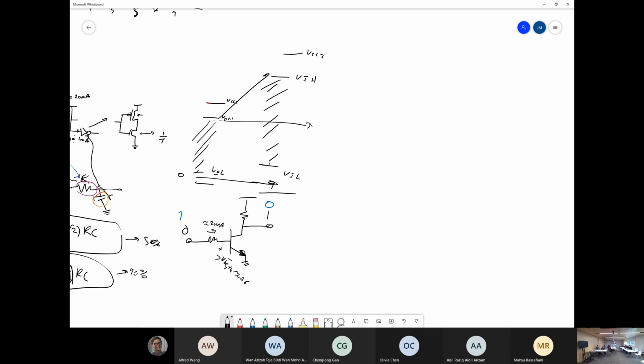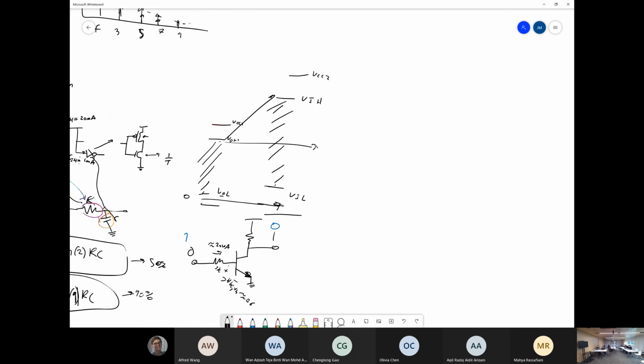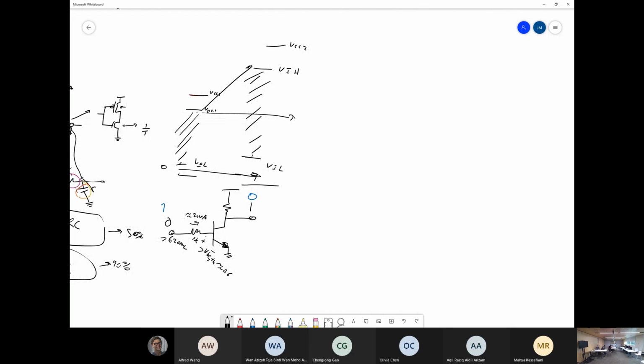So depending if this resistor is 1K, and this needs to be 0.6 volts, 20 microamps times 1K is, wait, my brain's lagging, 20 millivolts. Yeah, sorry. So this would need to be greater than 620 millivolts on here to get a high, to get the transistor to turn on, right?